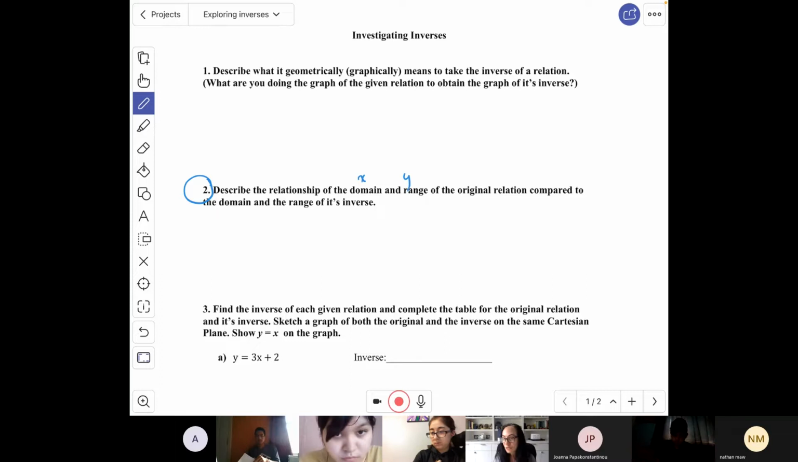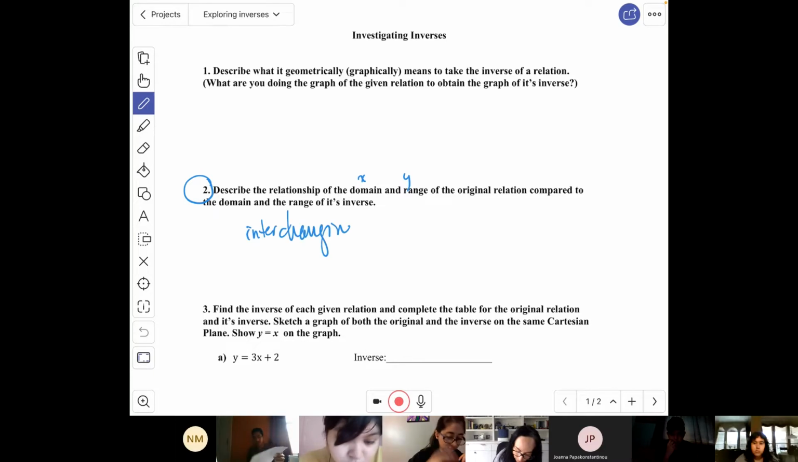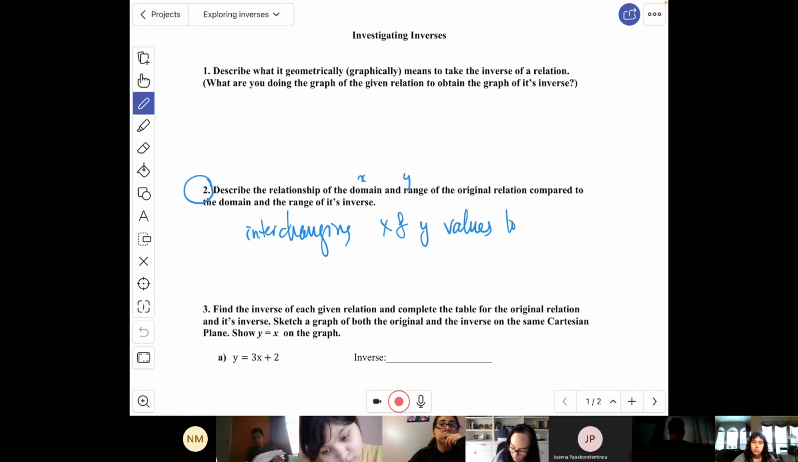So let's go ahead and answer number 2, Eric, with your answer, right? So what you're doing is you are interchanging the x and the y values to get the inverse. So the domain of the original function becomes the range of the inverse. The range of the original function or relation becomes the domain of its inverse. So that's more what I was looking for in number 2. But Eric, you're on the right track.